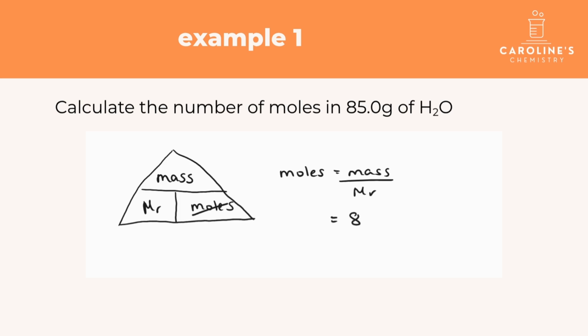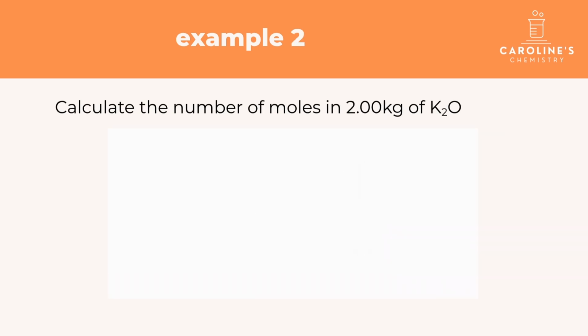Now, we're told the mass, it's 85 grams. It's already grams, it's our standard units. And then we're going to divide that by the MR, which is 18. 16 plus 2 lots of 1. That gives us an overall answer of 4.72. And there are no units there because moles, remember, represents a number. So there's no units.